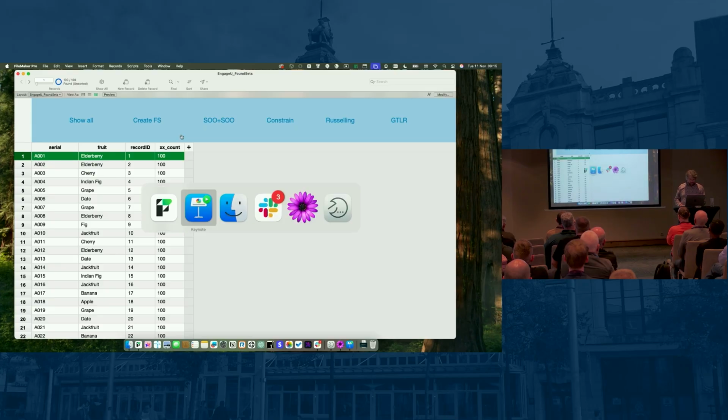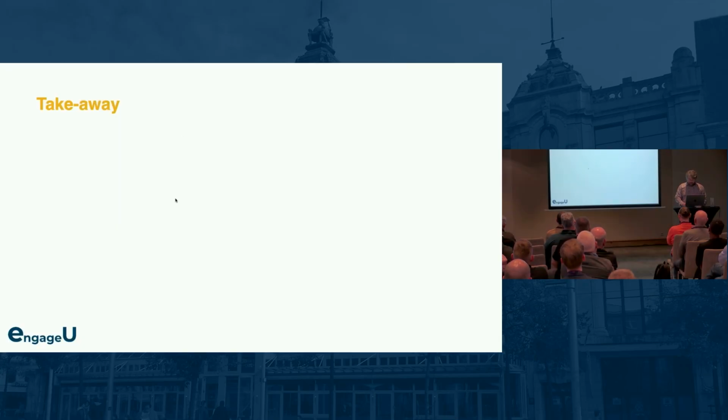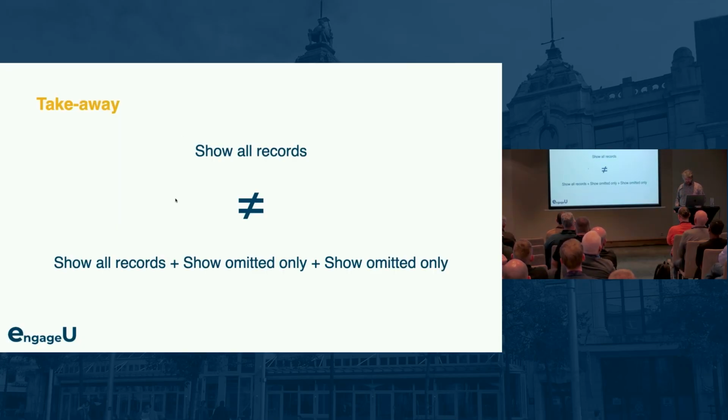Back to Keynote. So some takeaway. Show all records is different than show all records, then show omitted, then show omitted. It's not the same thing, right? You have all the records displayed in the end, but in one of the instances you have a found set, in the other one you don't. So the color is different.